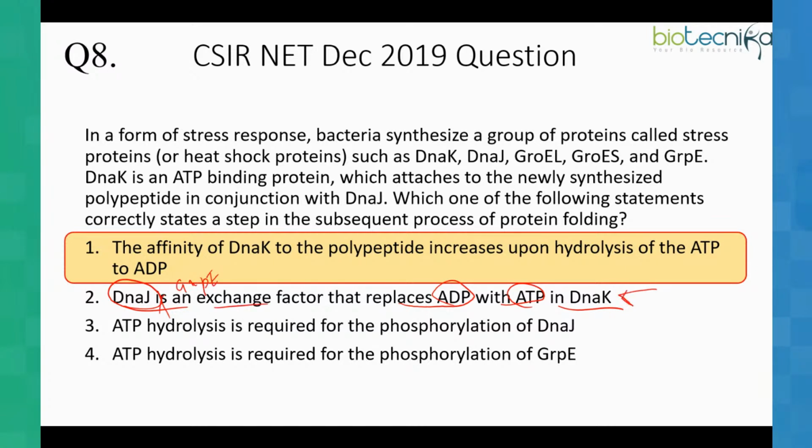DNA-J is just required to recognize your protein, and once it is bound to the protein, it will recruit DNA-K. Next option: ATP hydrolysis is required for phosphorylation of DNA-J? No, ATP hydrolysis is required for more affinity of DNA-K with the protein. ATP hydrolysis is required for phosphorylation of GRPE? No. GRPE is required for removing the ADP and replacing it with ATP in DNA-K. So option 1 is the right answer: the affinity of DNA-K to the polypeptide increases when the ATP is hydrolyzed to ADP. That is when it is able to associate with the protein even better.